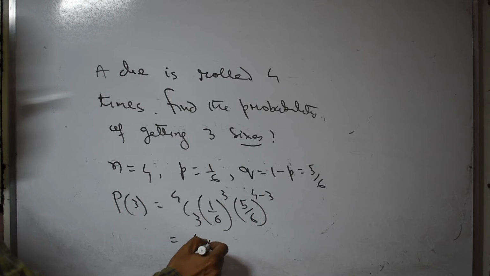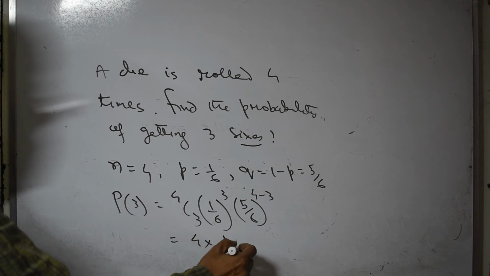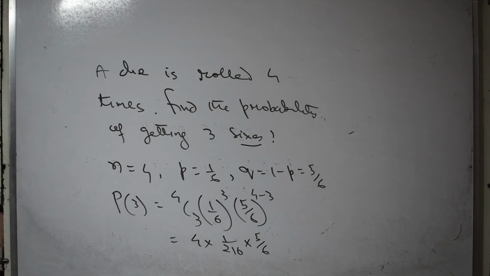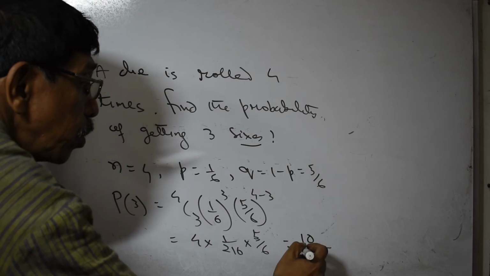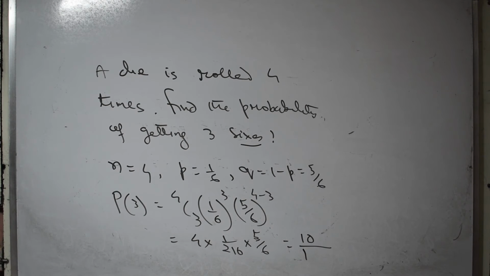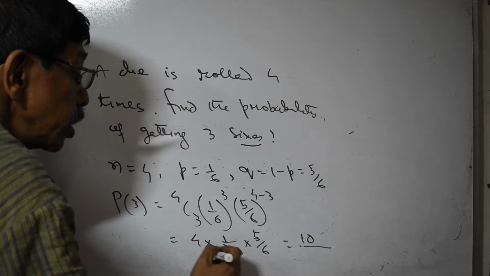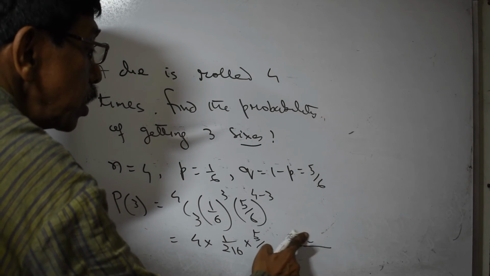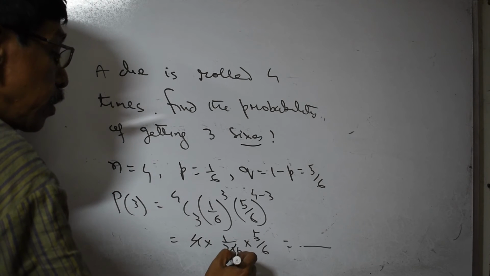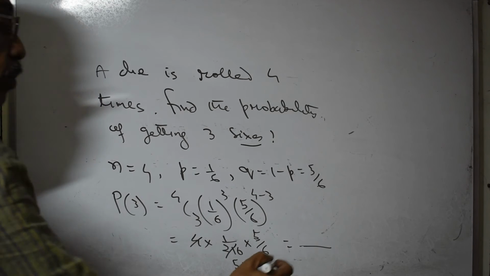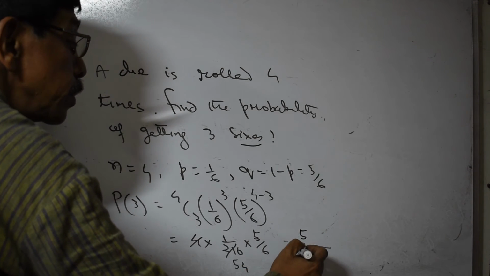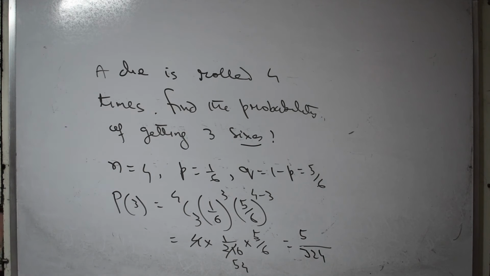What is happening? 4c3 is 4, 1 by 6 to the power 3 is 1 by 216, and 5 by 6. Ultimately we are getting the answer, cancelling with 2, as 10 by 1296. Then it can be cancelled with 4 itself, so it will be 5 by 324. So this is the answer for the probability of getting 3 sixes.